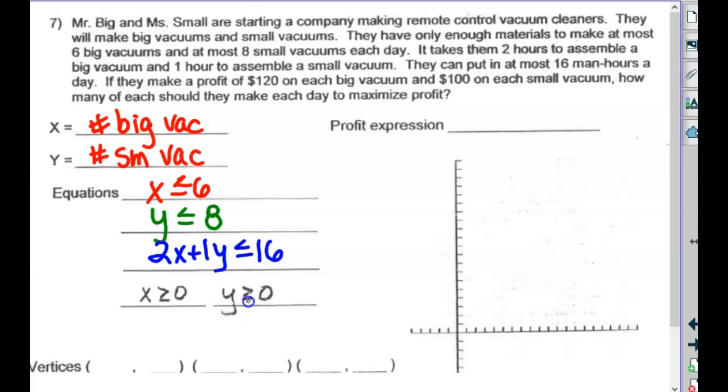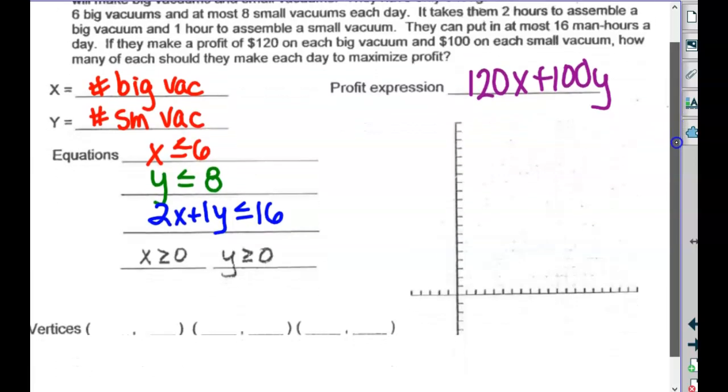All right. Then the profit, which I always do first, except I never read the question until now. What is the profit? $120 for big and $100 for small. So you can do that in any order you want. I just like getting those numbers out of the way usually. You don't use that till the end of the problem, right? Okay, don't graph the profit expression.